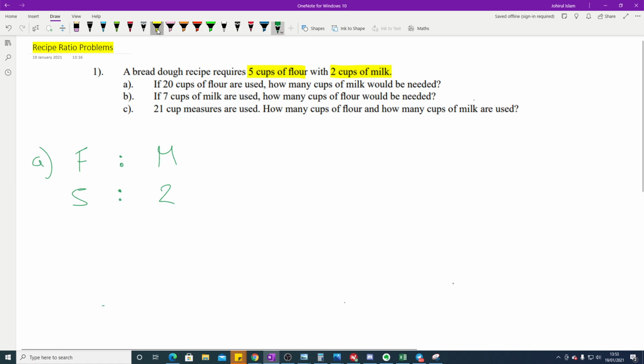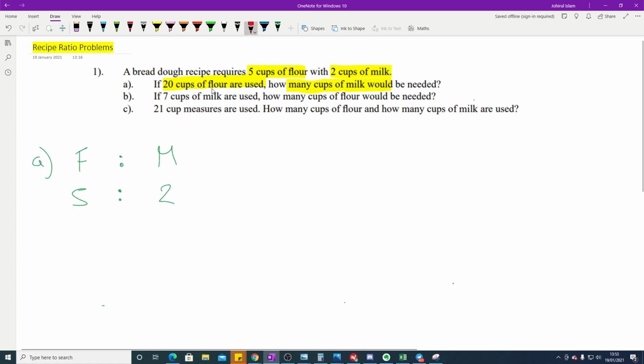So now let's read question A. So it says here, if 20 cups of flour are used, how many cups of milk would be needed? Right, so we know the question has given us how many cups of flour are used in the recipe, which is 20 cups. Now see this ratio here, 5, that 5 represents 20 cups, and we don't know how many cups of milk are going to be needed because we have the ratio here, the 2, we can use that information to work out how many cups of milk we're going to need.